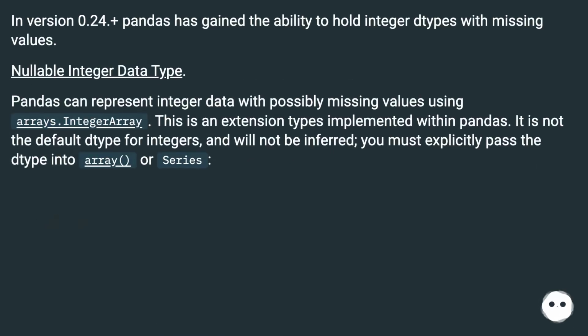In version 0.24, Pandas has gained the ability to hold integer types with missing values. Nullable integer data type. Pandas can represent integer data with possibly missing values using arrays.IntegerArray. This is an extension type implemented within Pandas. It is not the default type for integers, and will not be inferred. You must explicitly pass the type into array or Series.